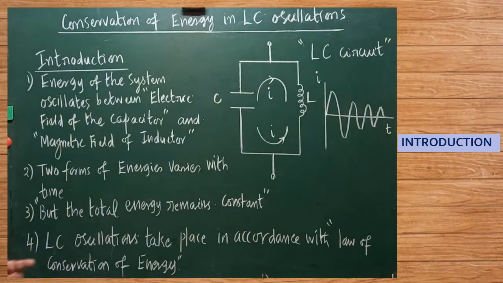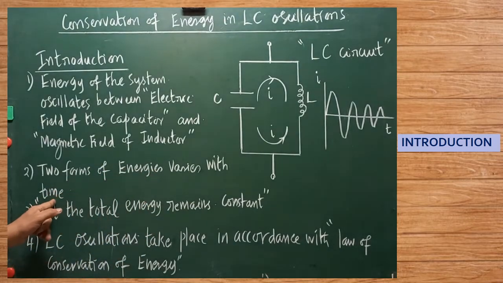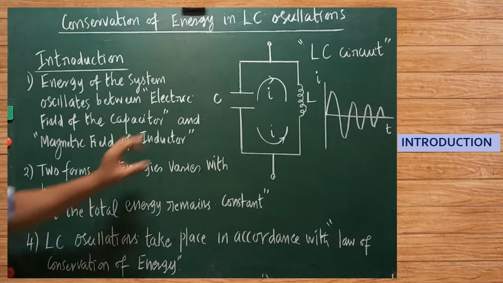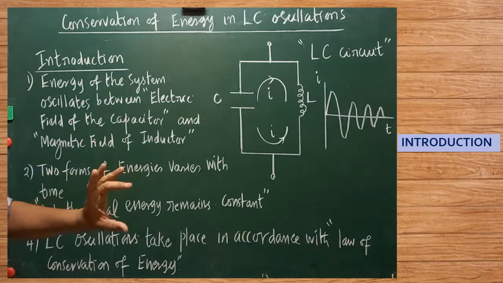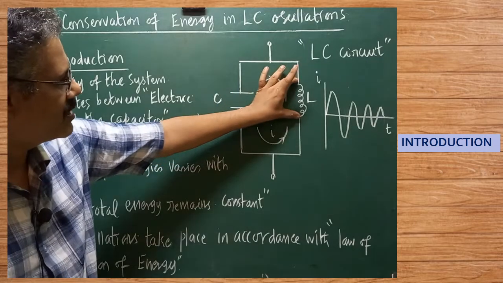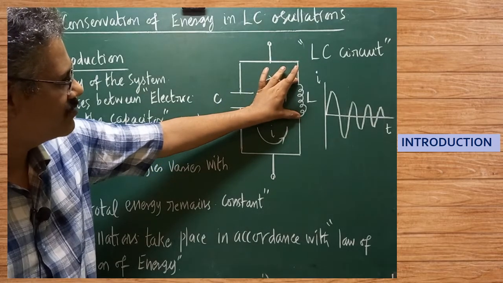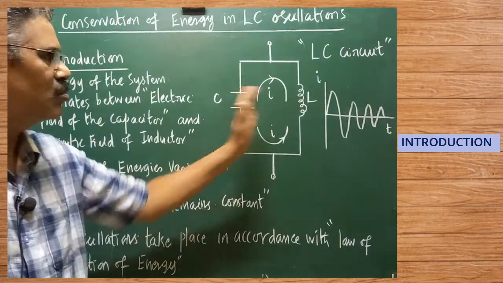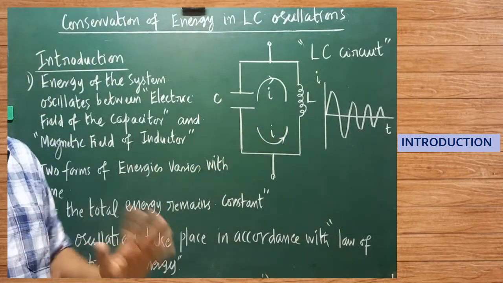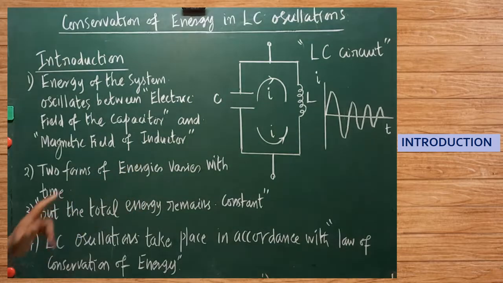Are you clear? The two forms of energy vary with respect to time. What is the meaning? The electrostatic potential energy changes with respect to time, and the electromagnetic potential energy stored in the inductor also varies with respect to time. The magnitude of energy in both cases is often changing with respect to time. That is the meaning of the second sentence.